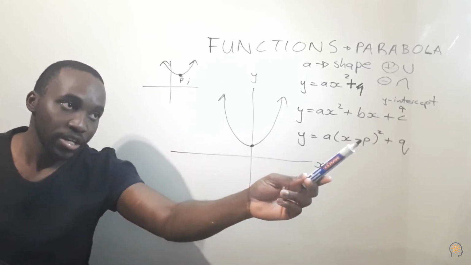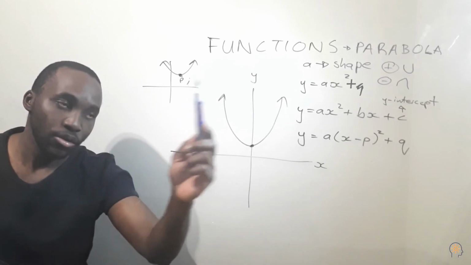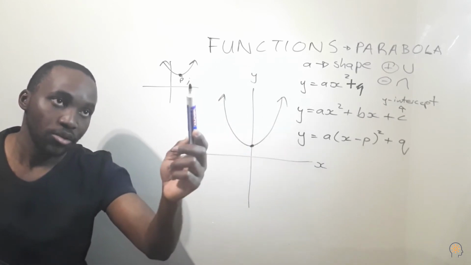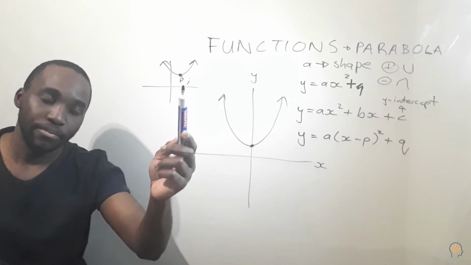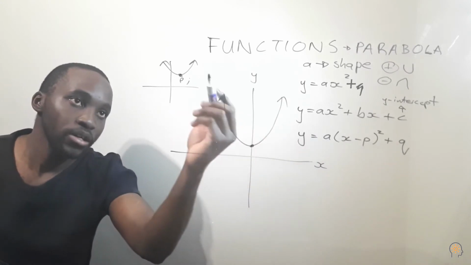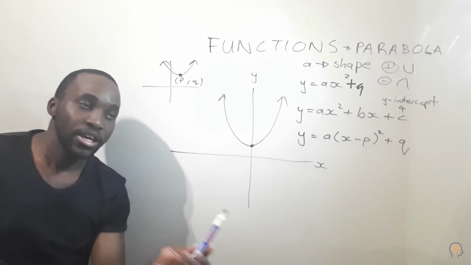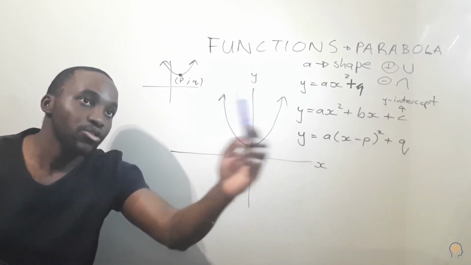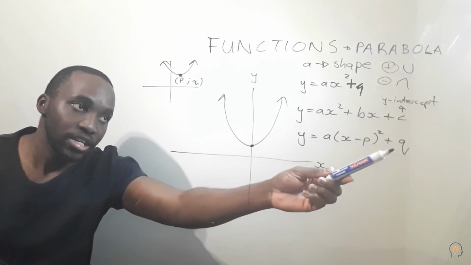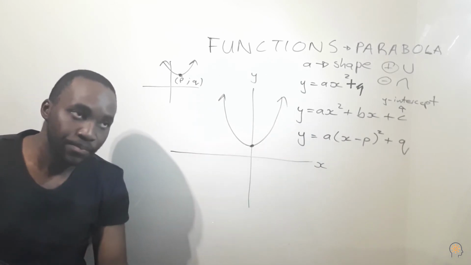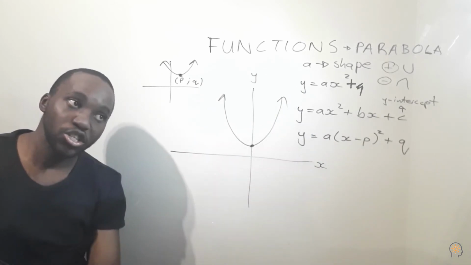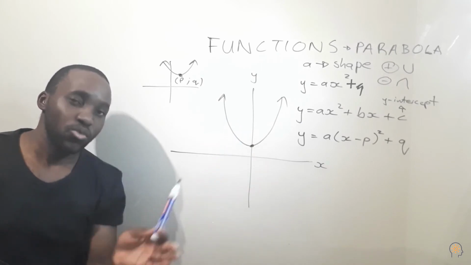So if P is a negative number, here you'll have a positive value. If P has a positive value, here you'll have the negative value of that number. Q will always be the y value of your turning point. Now with Q, you take it as it is, meaning if this is a positive number, you put a positive number there. If that's a negative number, you put a negative number there. So with these three equations in their standard forms, that's what you need to know.